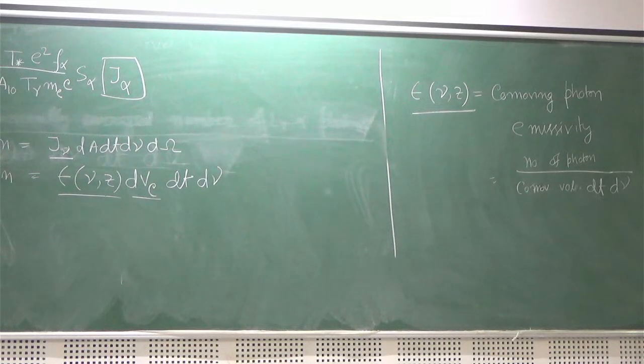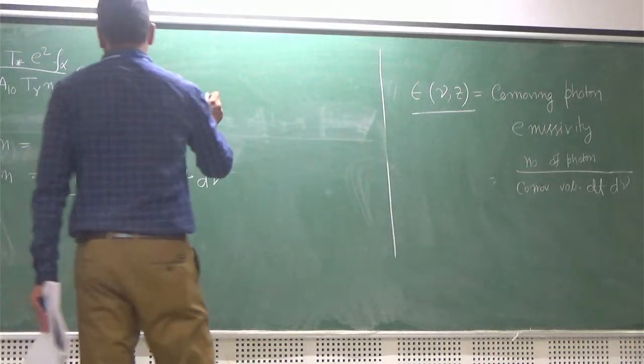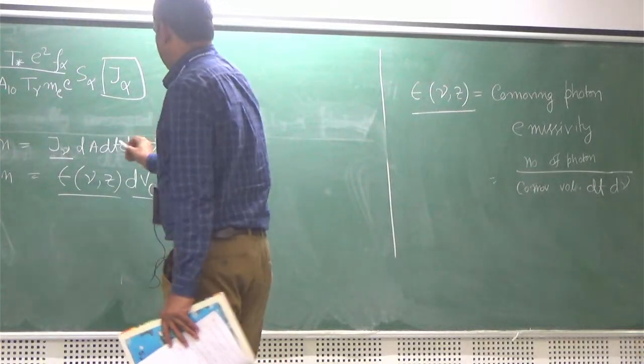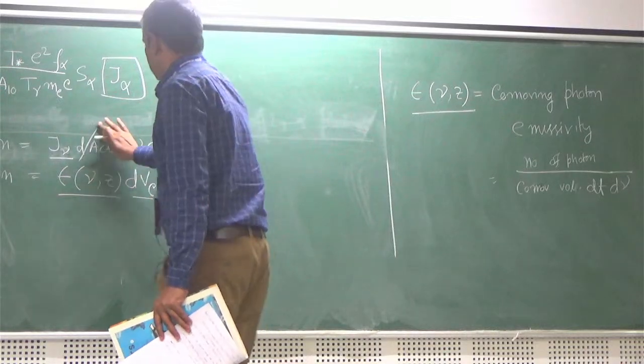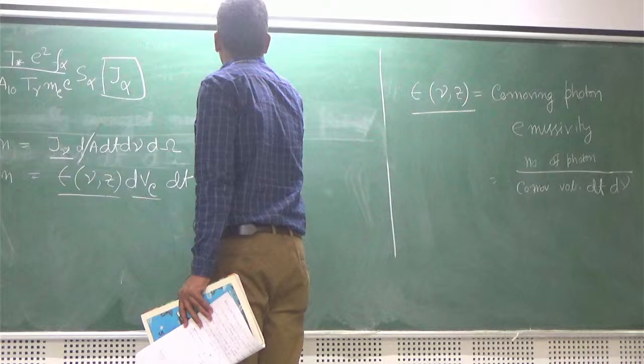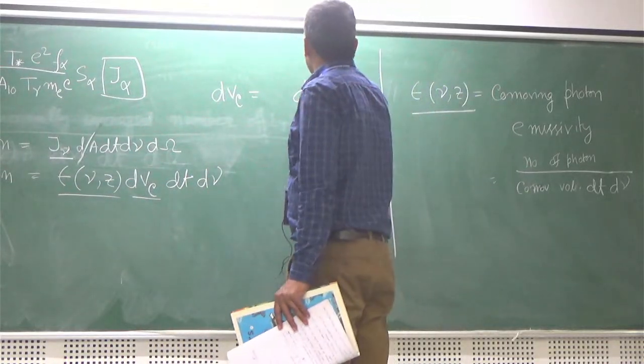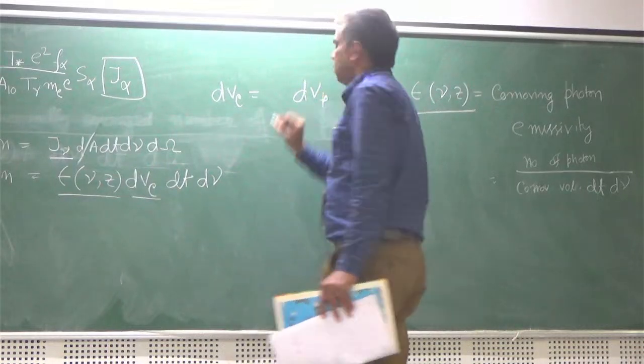If we just equate them, then we get this term. Before I equate them, let me write dV_c, that is the comoving volume. Comoving volume is related to the physical volume, dV.